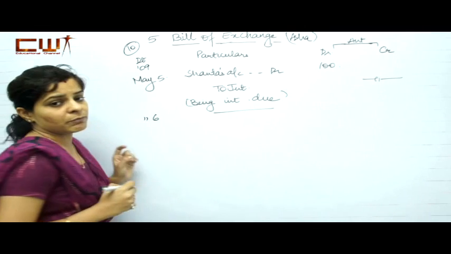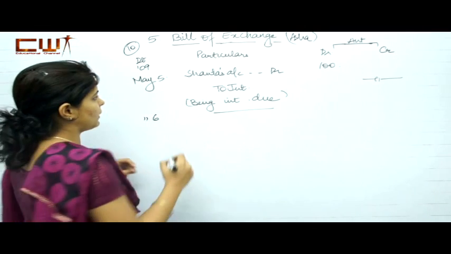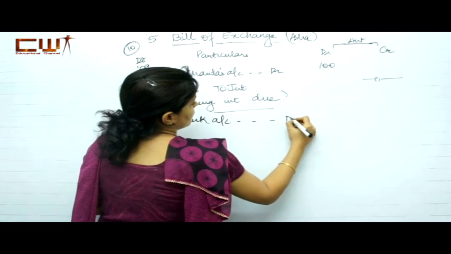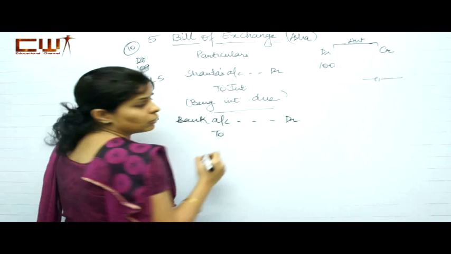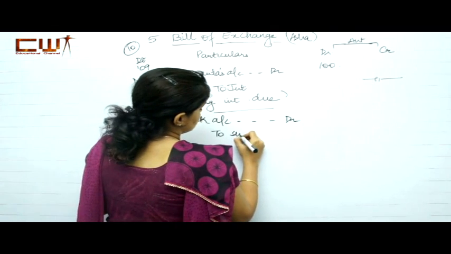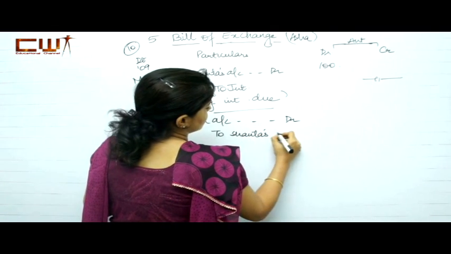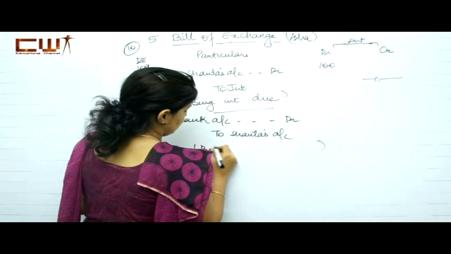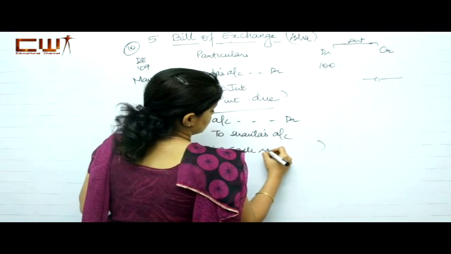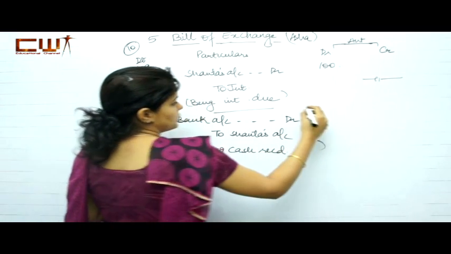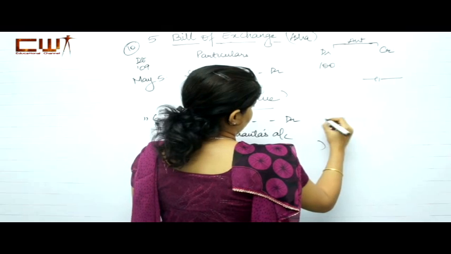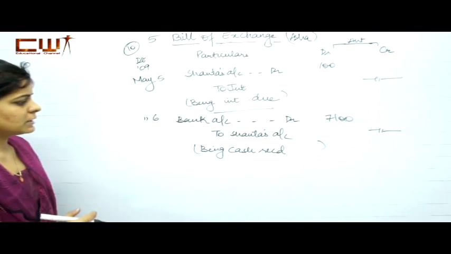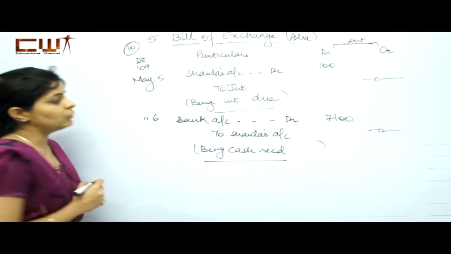Next, on May 6th, you are getting the final amount. Bank account is debited. Who is paying the amount? Shanta. Shanta's account is credited. How much is the total amount? Being cash received from Shanta. 7,000 was the bill amount and 100 interest, that means 7,100. This is the new amount.